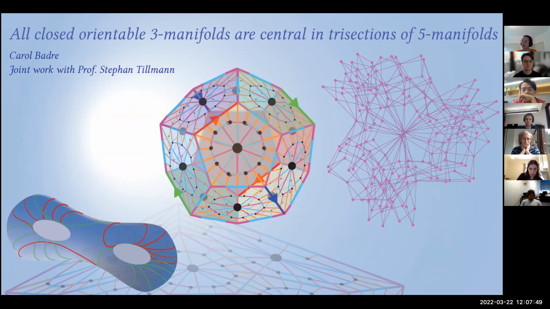As Em said, this talk is about all closed orientable 3-manifolds being central in trisections of 5-manifolds. And this work is joint with Stefan Tillmann.